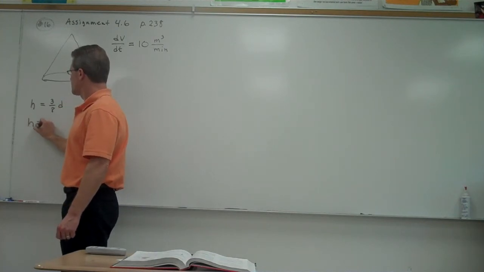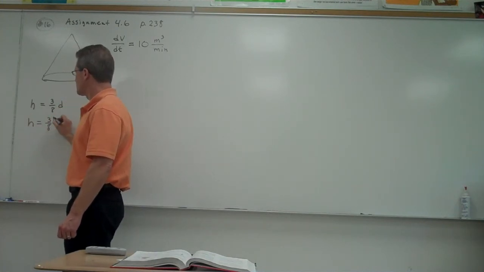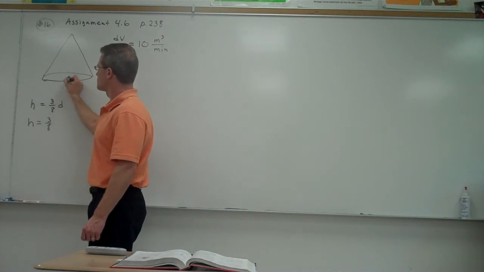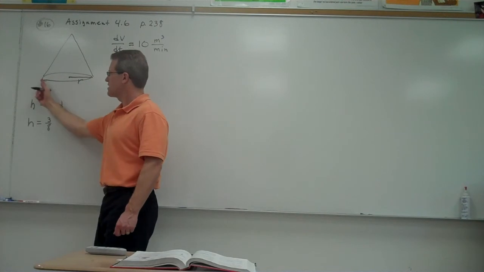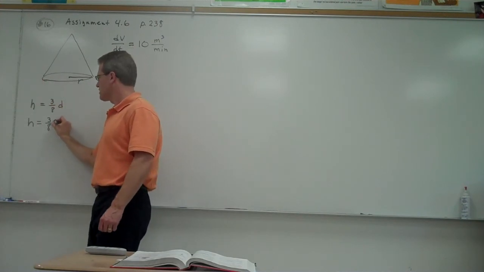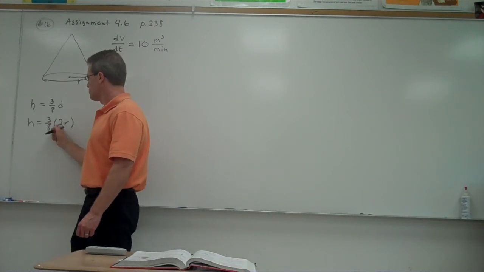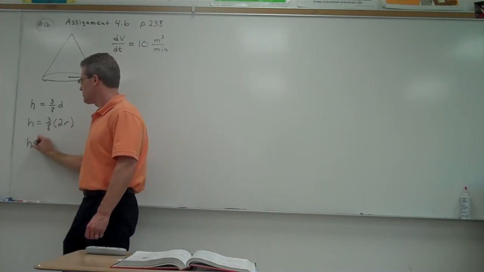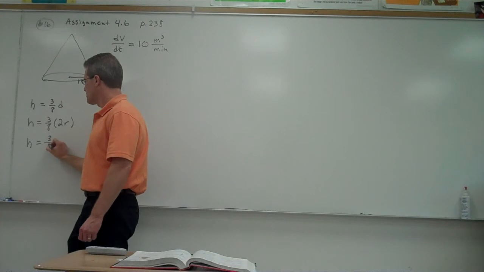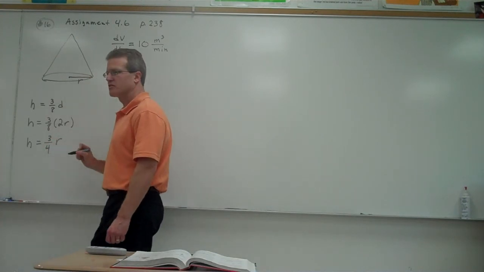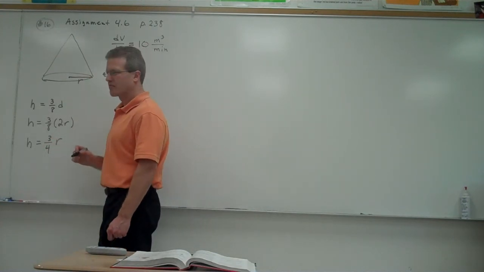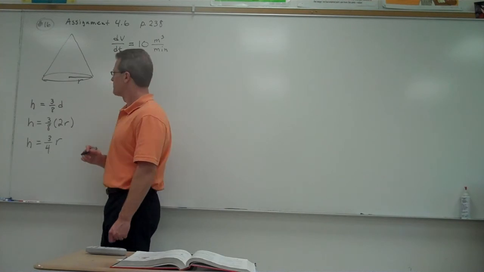Now, we could change that to height equals 3/8. Diameter is all the way across the circle, right? The radius, you take 2 radii to make 1 diameter. So for the diameter, you can plug in 2 radii, 2r. 2 times 3/8, that's 6/8, or 3/4. So we end up with h, the height, equals 3/4 of the radius. Any questions about that? Okay.